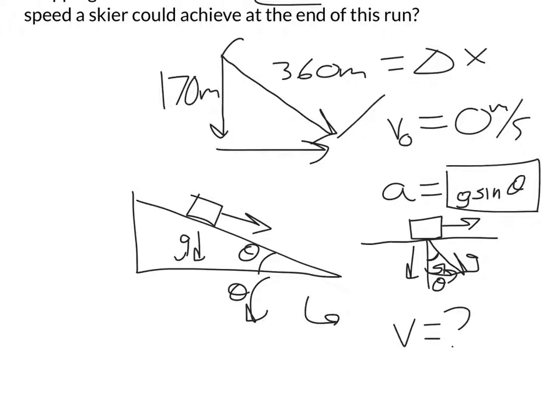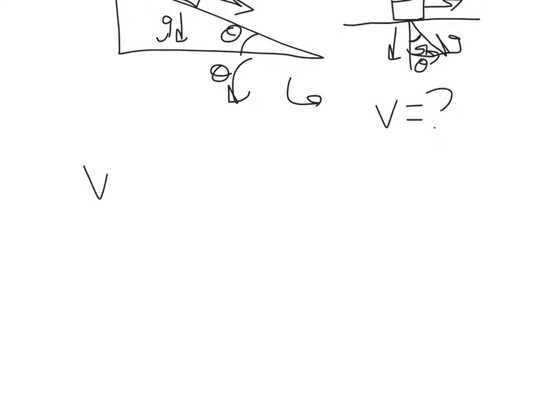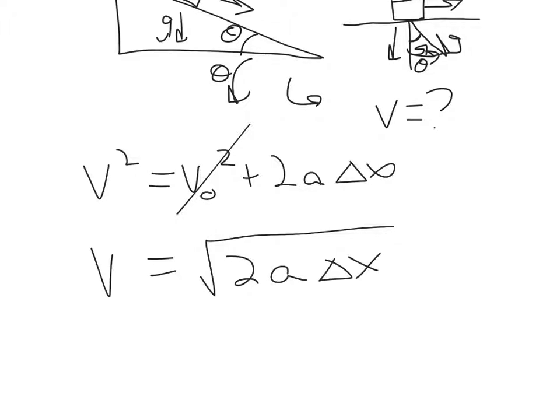So we have a, delta x, v naught, we want v final, and that should bring up this equation, that v final squared is equal to v initial squared plus 2a delta x. And if I solve for v final, that's going to be the square root of this. Well, notice that v initial is 0, so that can go away. So it's going to be the square root of 2a delta x.